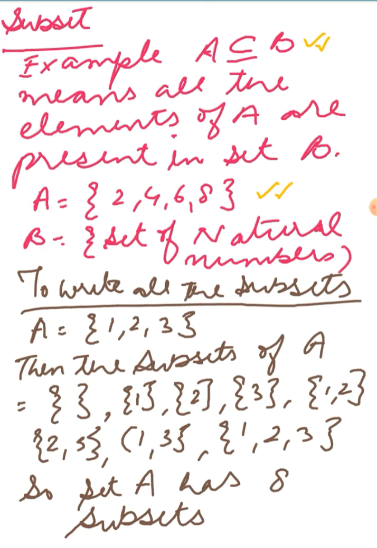To write all the subsets, how can we write? Then the subsets of A: the empty set is always a subset of a set. So this is the empty set, 1, 2, 3, 1 2, 2 3, 1 3, 1 2 3. So in total we have 8 subsets.